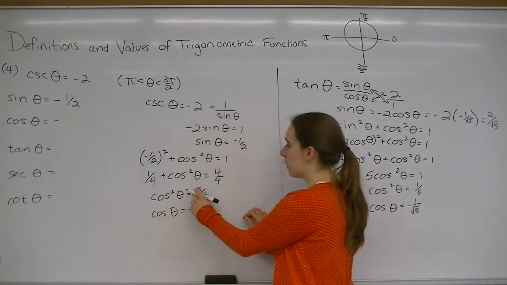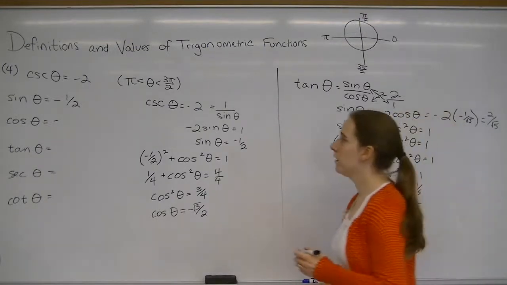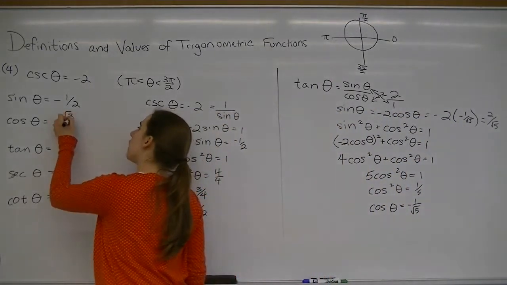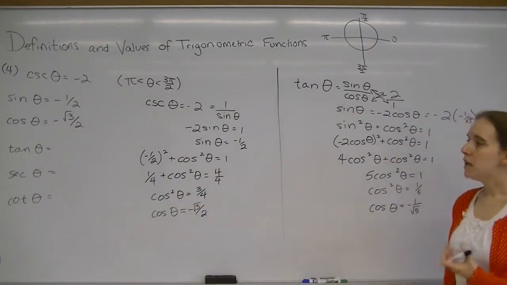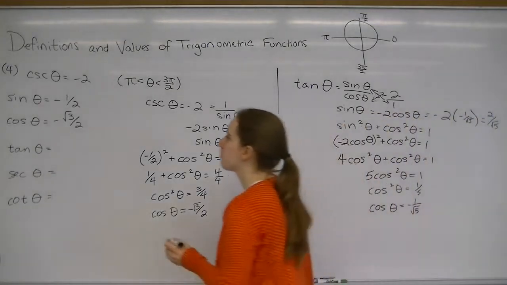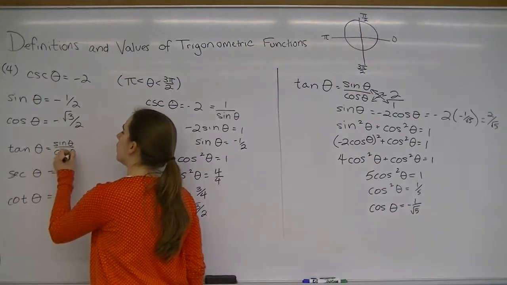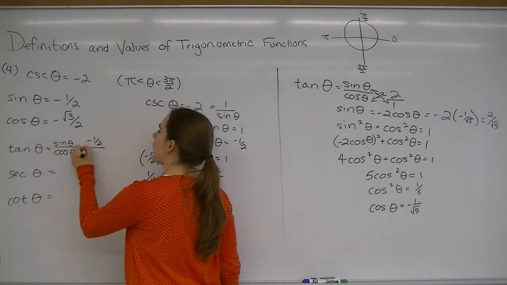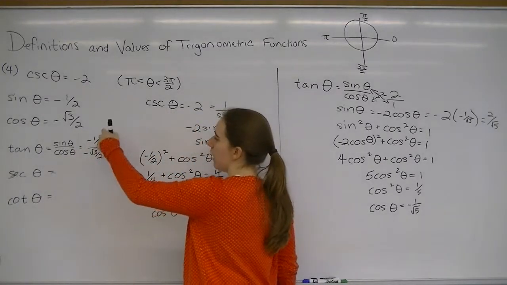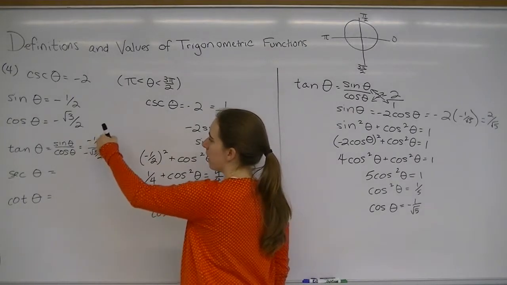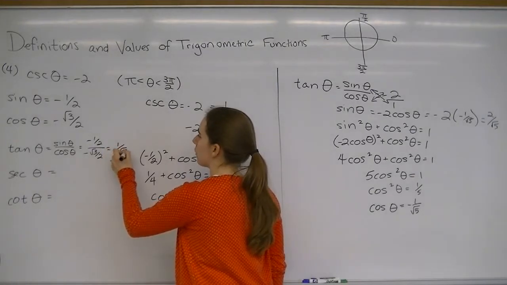And again, I can take the square root of 3 over the square root of 4. I know the square root of 4, so I can take it. So we get negative square root of 3 over 2. Now it's just a matter of plugging things in. Tangent is sine over cosine. So we get negative 1/2 over negative square root of 3 over 2. The negatives will cancel. I'm going to flip that bottom fraction, multiply times the top. So the 2's will cancel. I end up with 1 over the square root of 3.